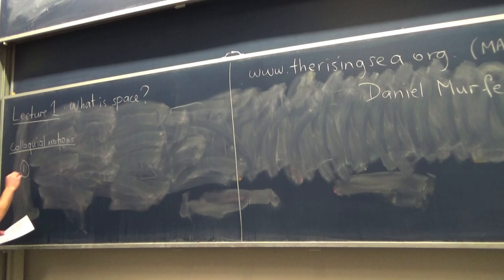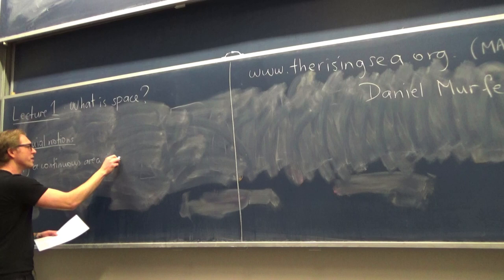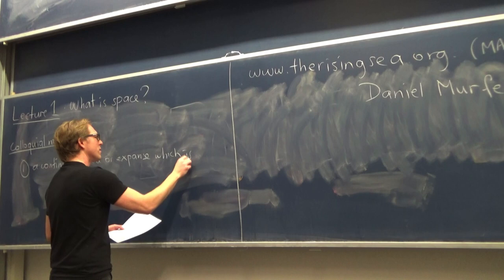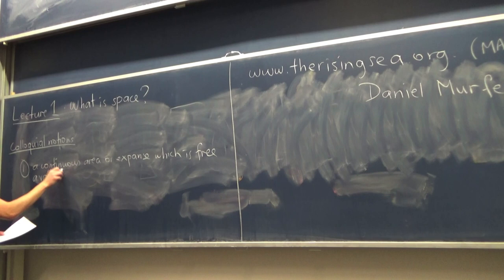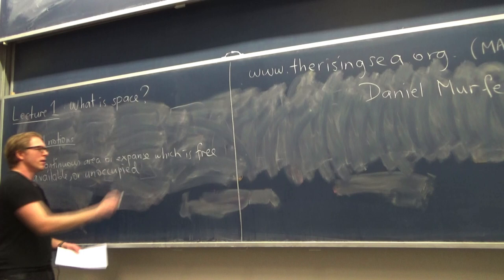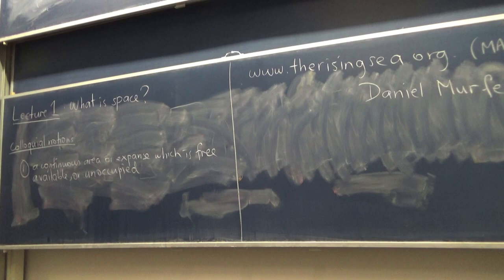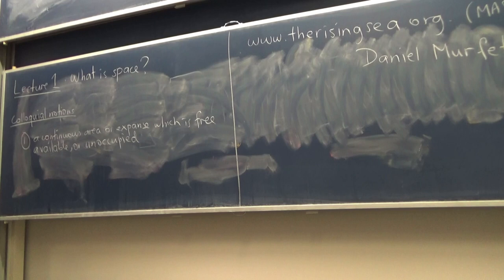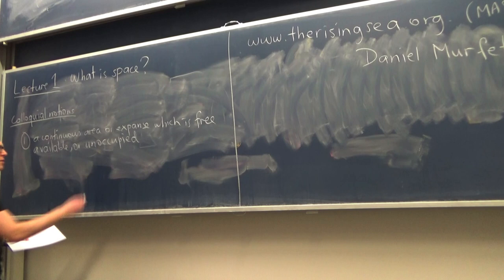So maybe the first definition that you'd see in a dictionary is the following. So space is a continuous area or expanse which is free, available, or unoccupied. Now these definitions are more interesting than you might think, especially the third one I'm going to give. What's interesting about this definition is it's sort of implicitly contextualizing the idea of space in terms of objects, right? It's free of objects. It's available for objects. There are no objects in it, right? So this is the idea of space as a stage for things.